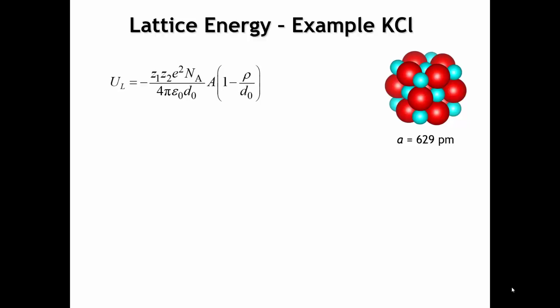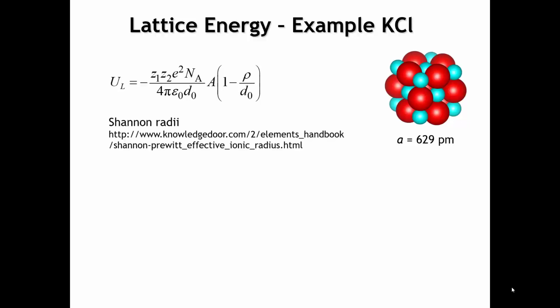Now let's walk through an example where we use the Born-Meyer equation to calculate the lattice energy of an ionic compound. The example we're going to do here is potassium chloride, which has the rock salt structure. If we look at this equation, all of the things we have to put into the equation are readily available, and the one thing that is not so clear is, what do we use for d naught? That's the equilibrium distance between the center of the cation and the center of the anion. To get that distance, we're going to estimate it from ionic radii.